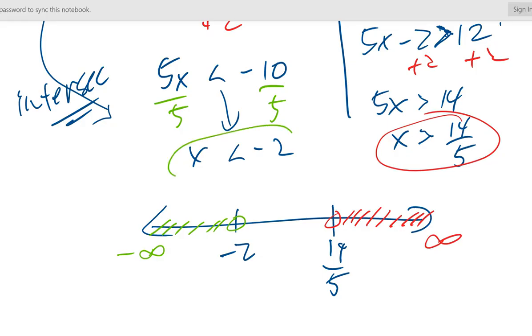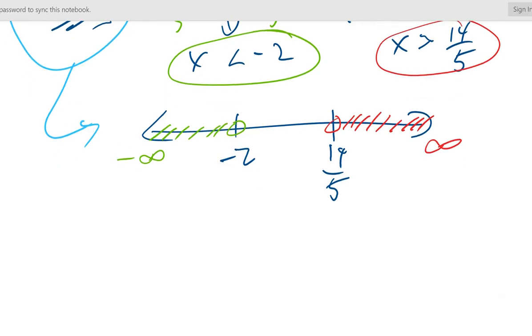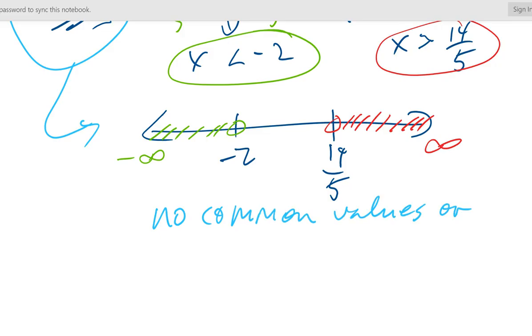Okay, so I did the left one in green and the right one in red. Now we have to take the intersection, right? Take the intersection, but there is no intersection. They don't intersect at all. There are no common values or interval. So it's no solution. So this implies then no solution.